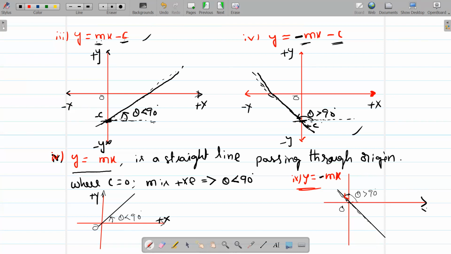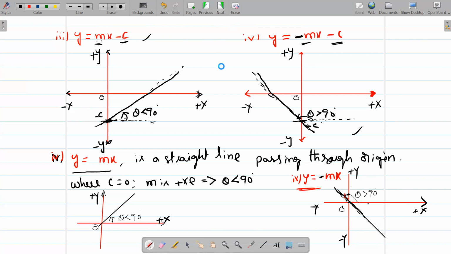So this is the positive x-axis and this is the negative x-axis. This is the positive y-axis, this is the negative y-axis. So the angle between the positive x-axis and the line should be more than 90. The angle between the horizontal line and the vertical line is 90. Should be more than 90 means the line should be like this. Is that clear, everyone? Yes.